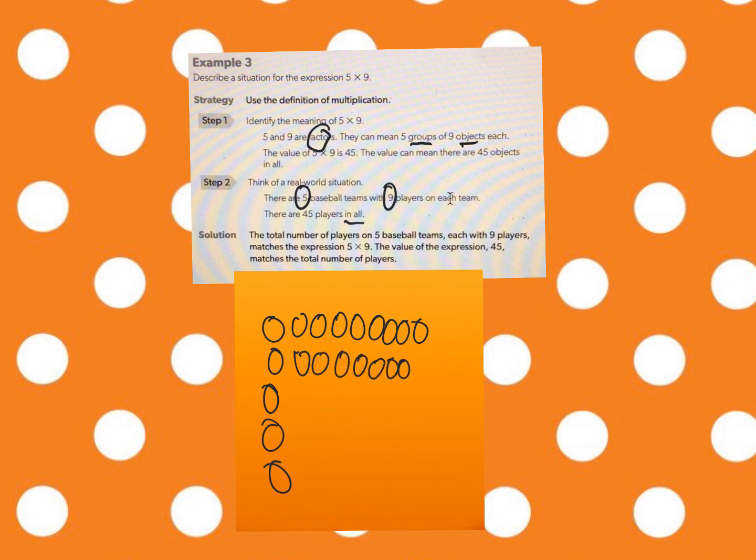So if we have 5 groups, 1, 2, 3, 4, 5. Can you imagine those 5 baseball teams? They're all standing in a row and they have 9 players on each team. So there's 1, 2, 3, 4, 5, 6, 7, 8, 9. Each of these teams would have 9 players.